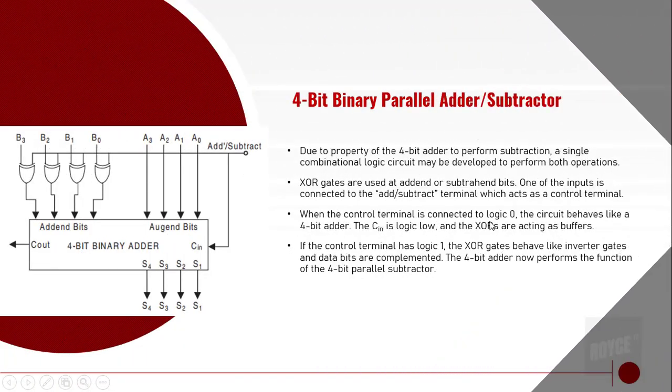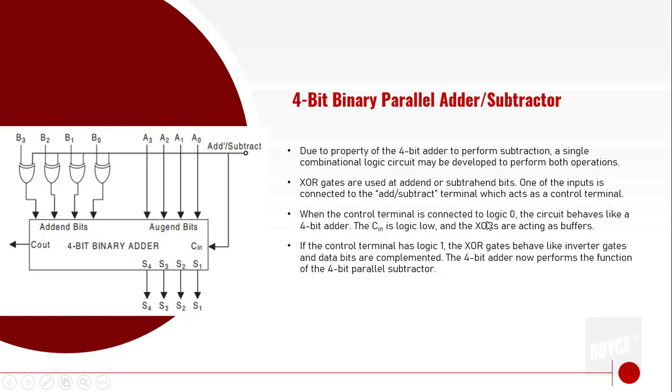Then of course, sabi natin kanina, subtraction can be done using other circuit, and addition can be done using other circuit. So therefore, logically, it is possible to have one circuit that can perform both addition and subtraction. So we have this as an example, a 4-bit binary parallel adder / subtractor.